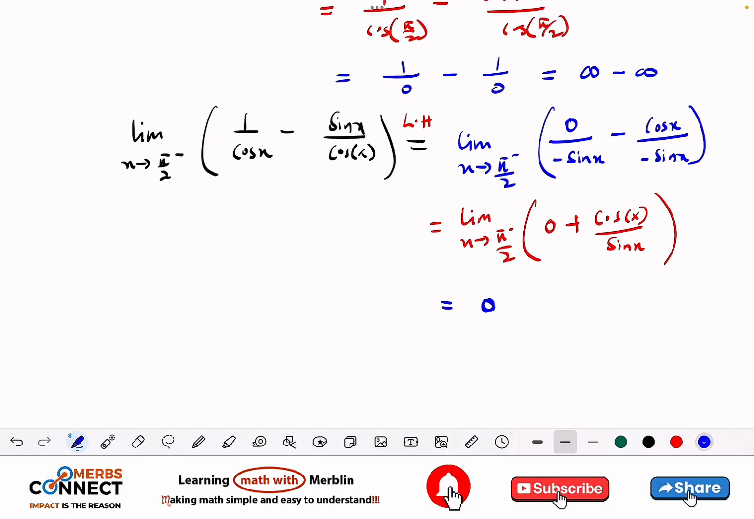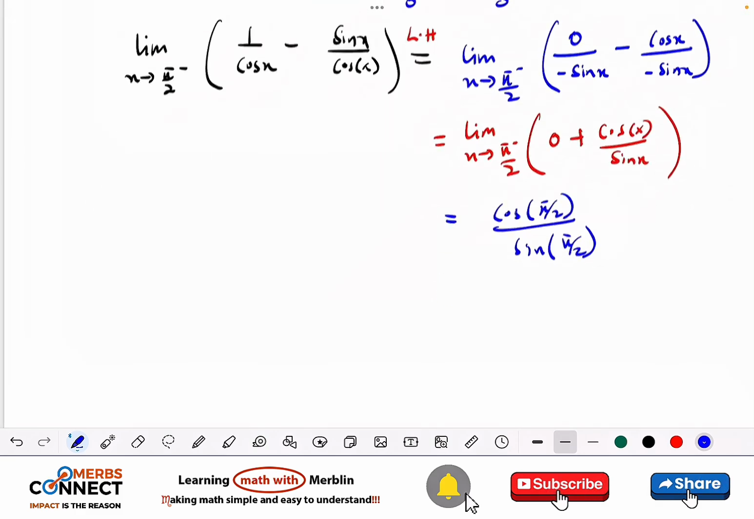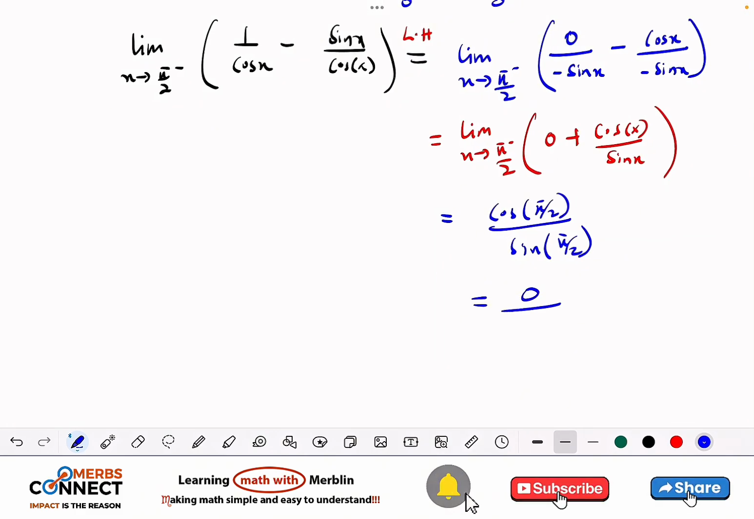So let's try and simplify this and see if we are going to get it right. The 0 will just go. So we are going to have cos pi on 2 divided by sine pi on 2. Cos 90 is 0, sine 90 is 1, and this is going to give us 0. So indeed, we are getting 0.